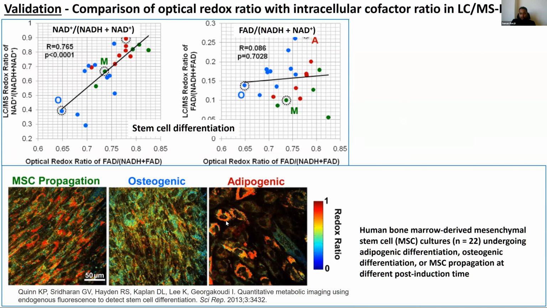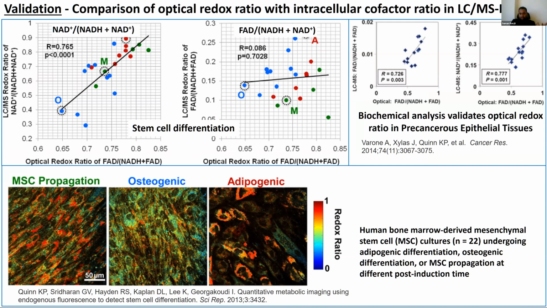Now, one of the things that any of these LCMS or even techniques like Seahorse, which will come in a second, cannot do is tell you what's the diversity of a system, what's the heterogeneity of a system. So if you look at human stem cells and bone marrow derived stem cells under MSC propagation, osteogenic or adipogenic differentiation, you see a difference in the metabolic, and overall there is a difference, but also there's a huge heterogeneity in this system that you can see that you couldn't see otherwise.